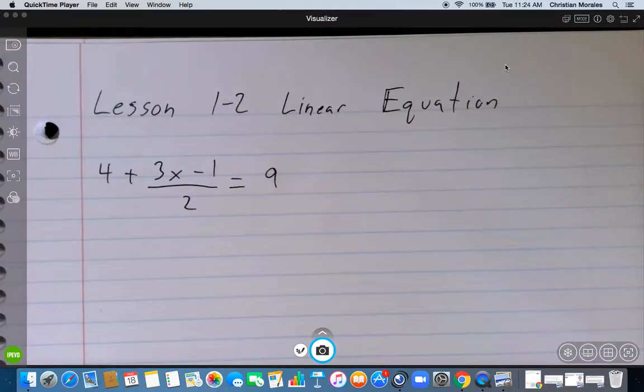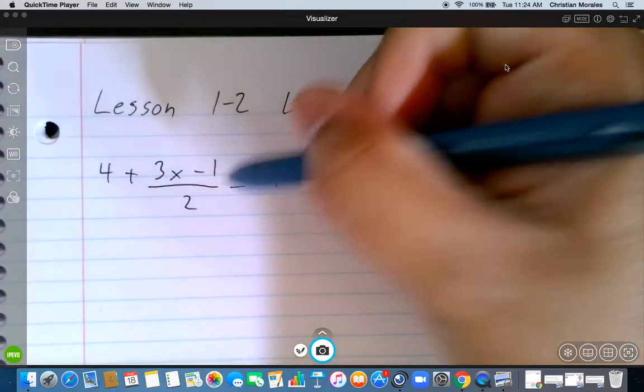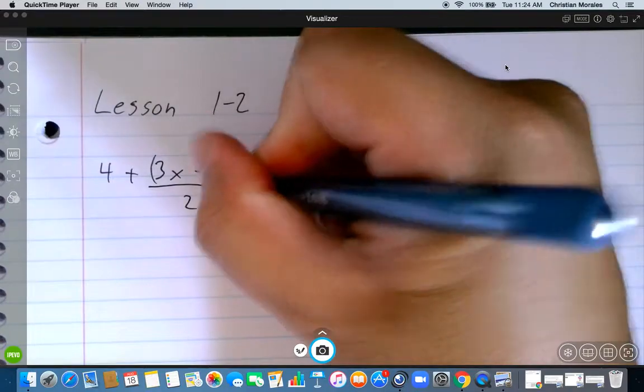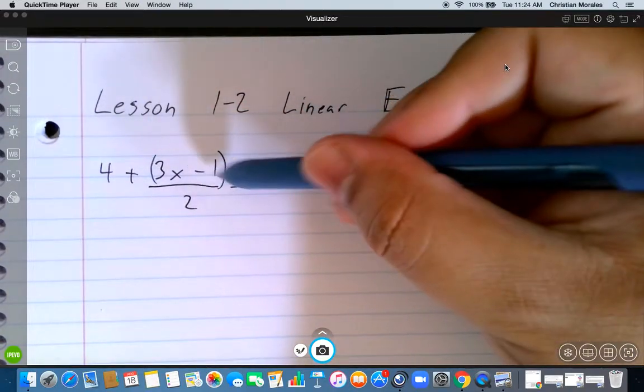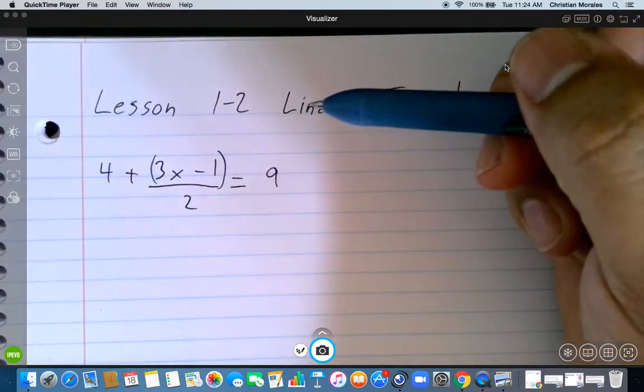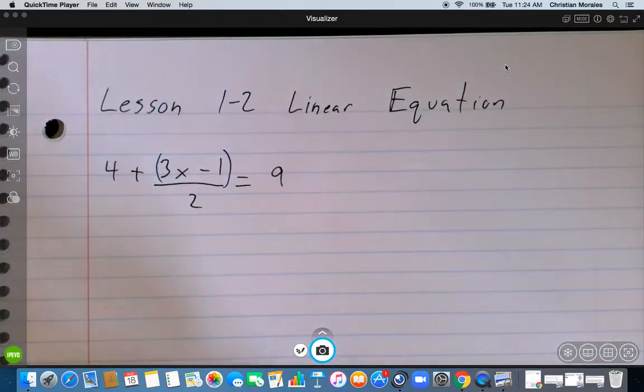The best way to think about this is whenever you see fractions, think of them as grouping symbols. Imagine if these were parentheses right here. If these were parentheses, you wouldn't move these. These would be the last things you move. Only the things outside you would move first. So like the 4, I would get rid of the 4 first.